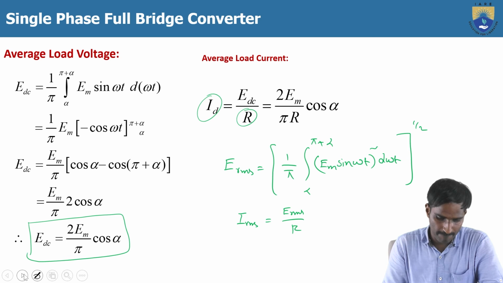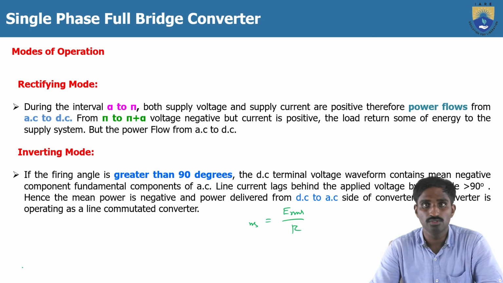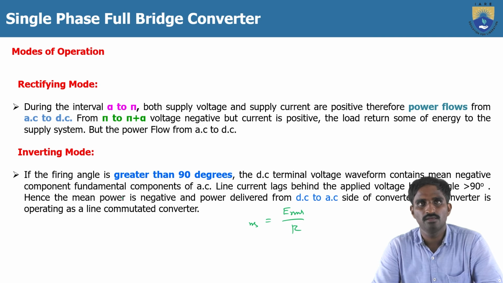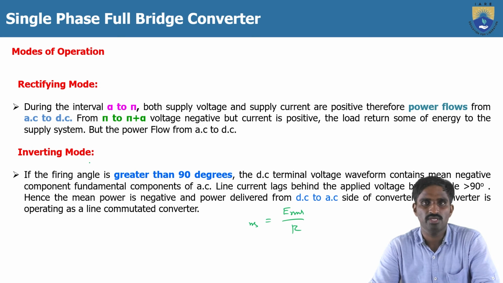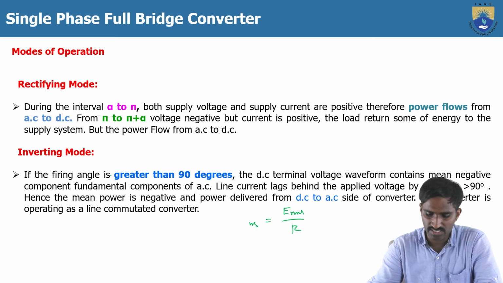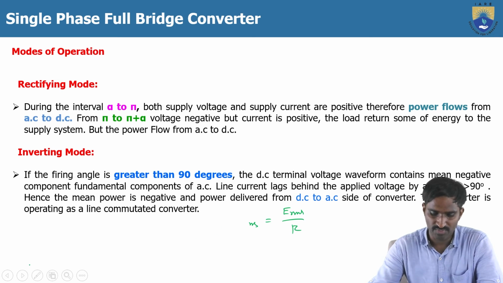Then next, this is how, as I just explained, because of the negative voltage, the full bridge converter can operate in two modes. One is the rectifier mode, another one is the inverting mode.